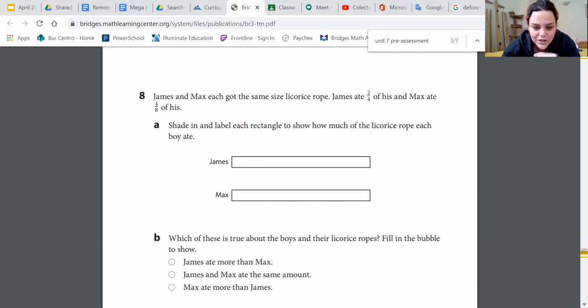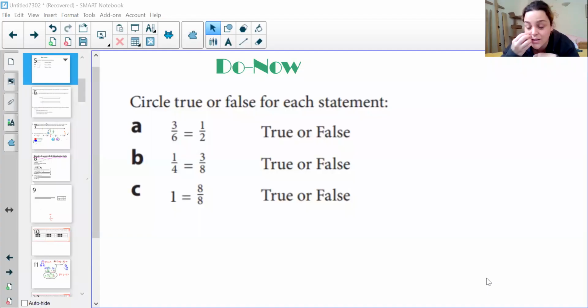One second, I'm going to stop sharing this screen so I can share my other screen, which is where we're going to do the work. Let's see if I can find it. Here we go. All right, so this is going to be our do now. Find this question. I believe I said it's question number 6.